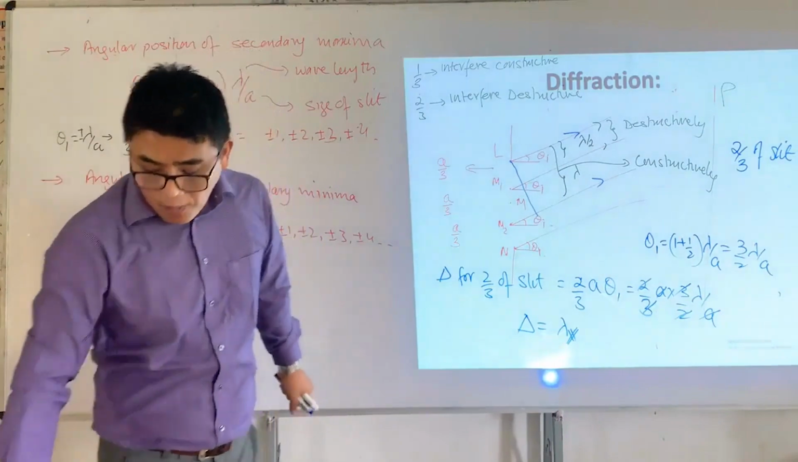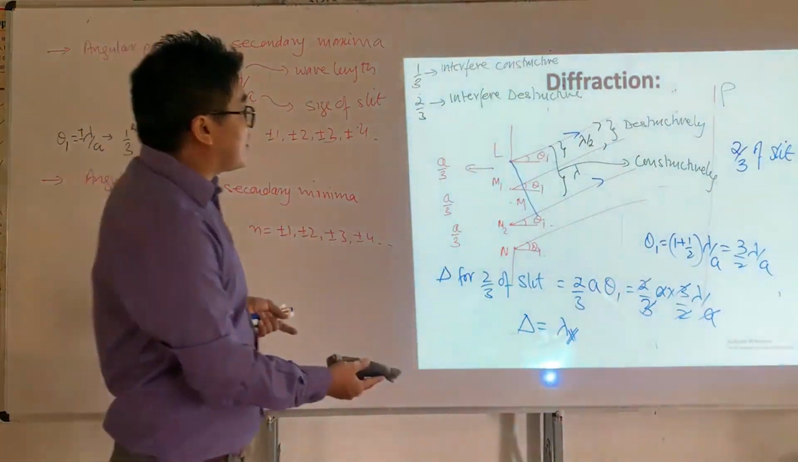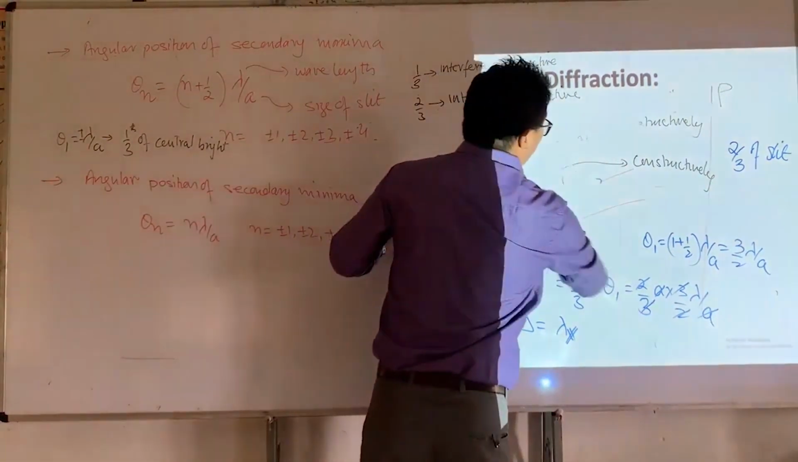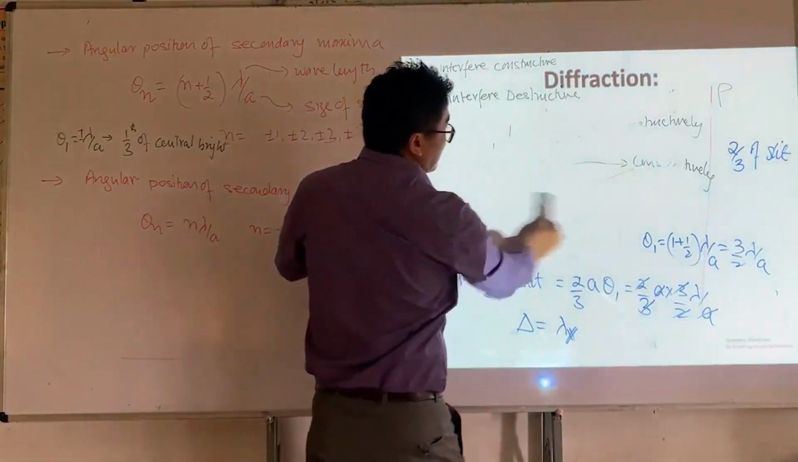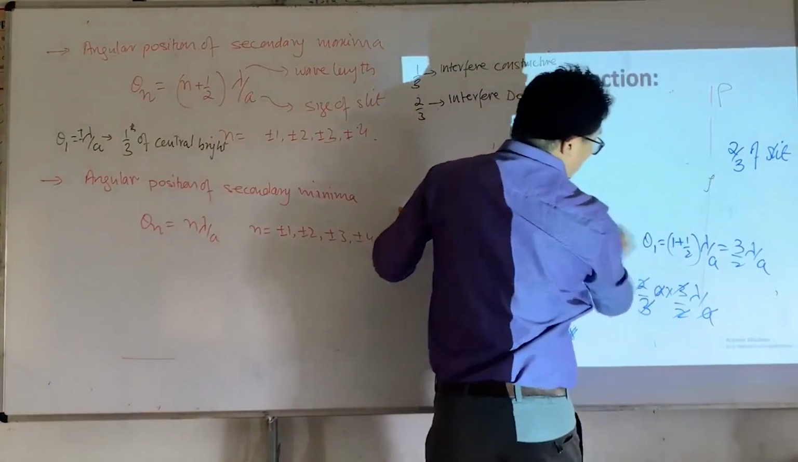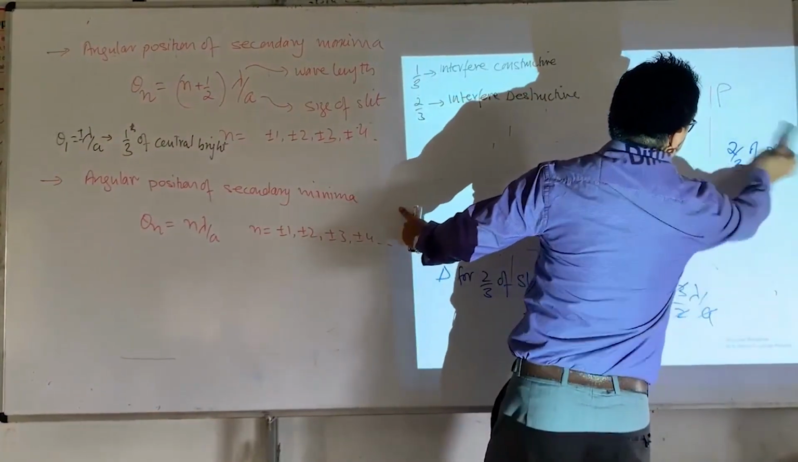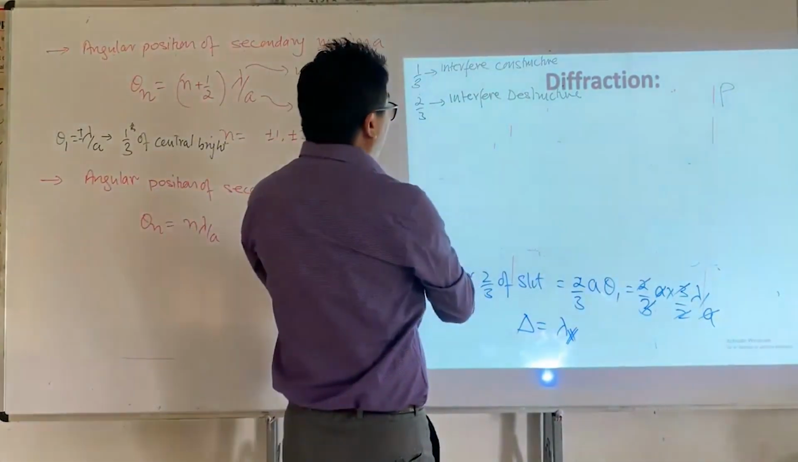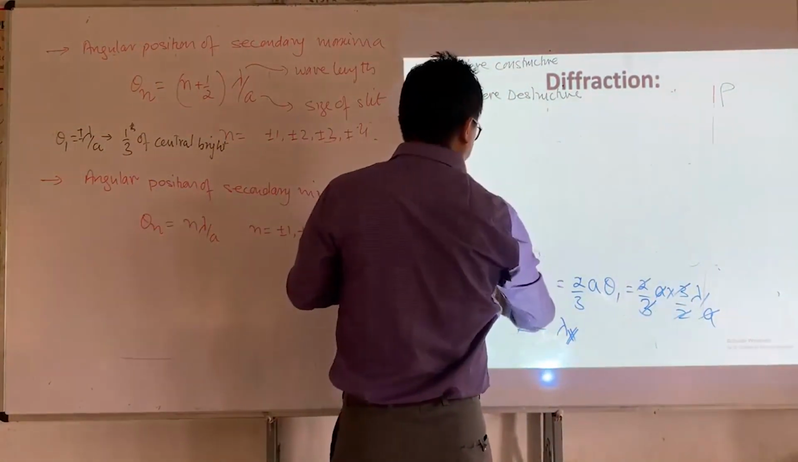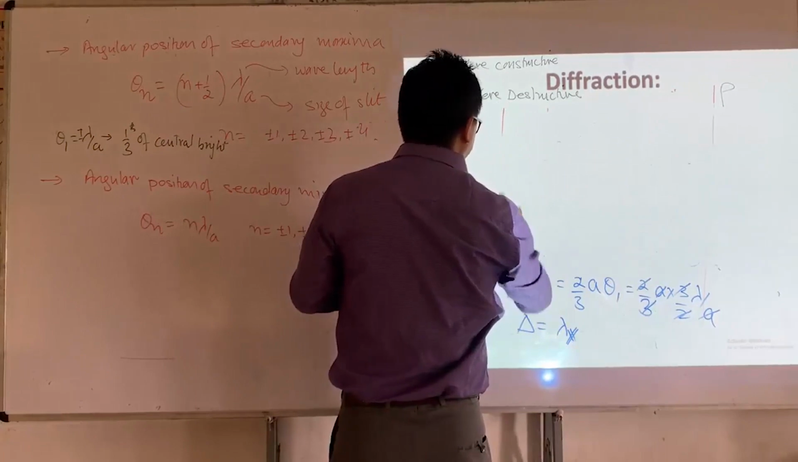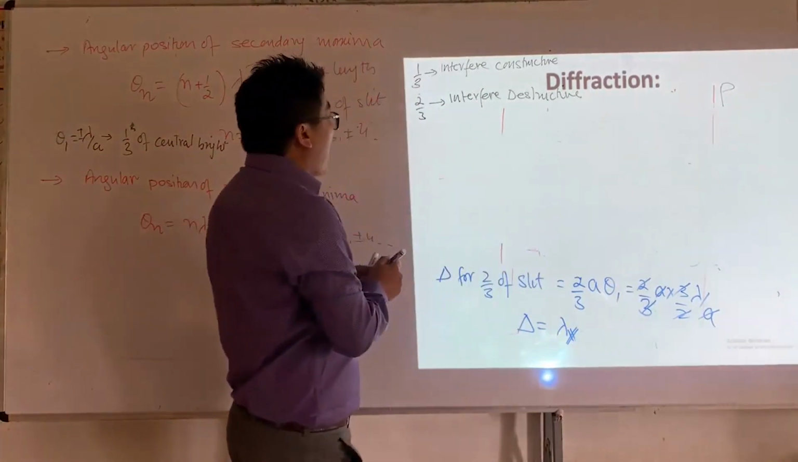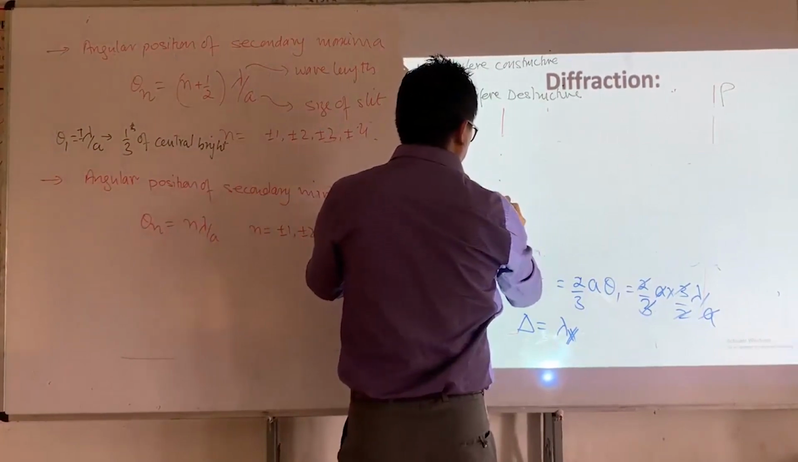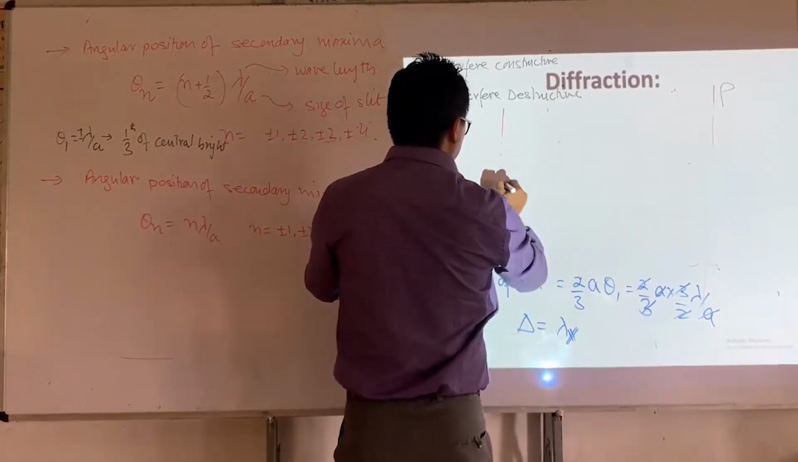Now what about the secondary minima? Again, I'm going to use the same concept. I divide the slit into 5 equal parts: 1, 2, 3, 4, 5.